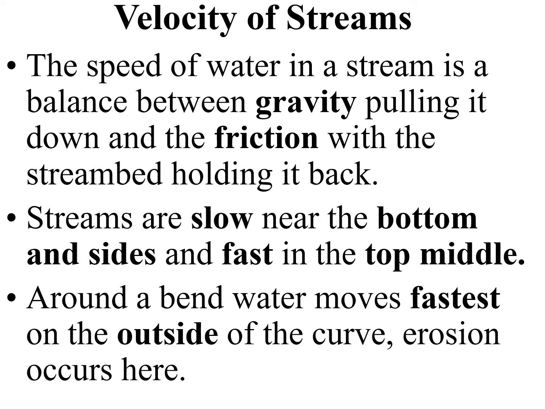Now, when a river goes around a bend, the water is trying to go in a straight line. So the water goes to the outside of the bend and then is curved by that bend. So the water is going fast on the outside of a curve. Erosion is occurring here. Well, that means water is going slowly on the inside of a curve. And what's the opposite of erosion?